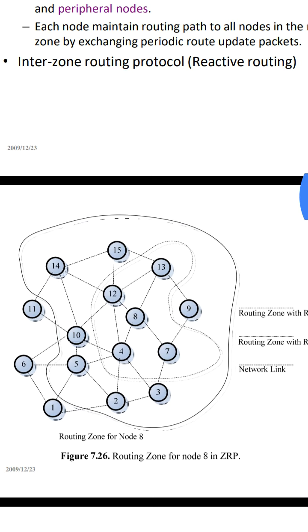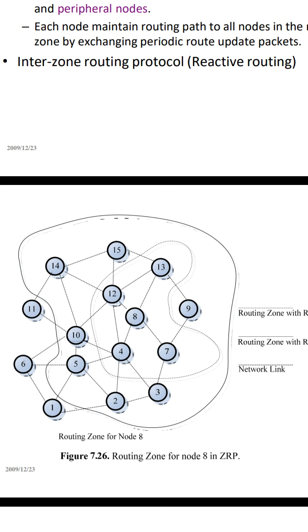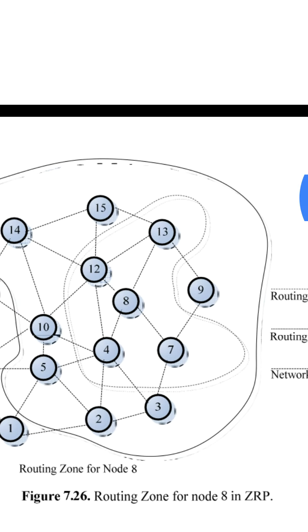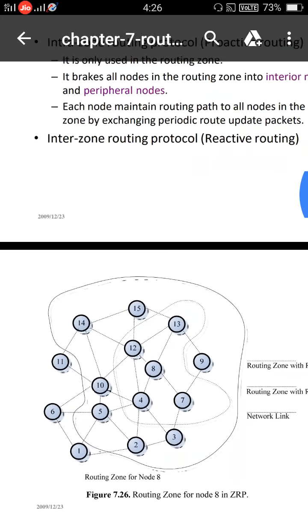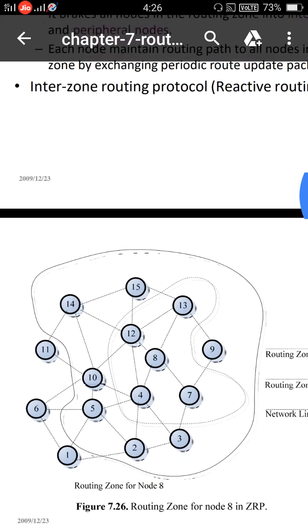So this is a network routing zone at node 8. In this node 8 routing zone, there is a first circle. The adjacent nodes for 8 are nothing but 7, 4. Okay, these are the zone. This is the intra-zone. Okay, sorry, inter-zone protocols.